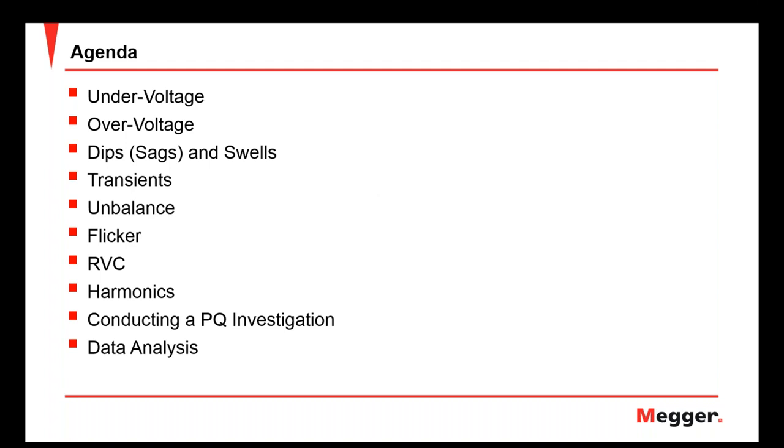In this presentation, we're going to cover several phenomena, including undervoltages, overvoltages, dips and swells, transients, unbalance, flicker, RVC, also known as rapid voltage change, and harmonics. Then we're also going to look at how to properly conduct a power quality investigation, and then how we're going to do a data analysis.